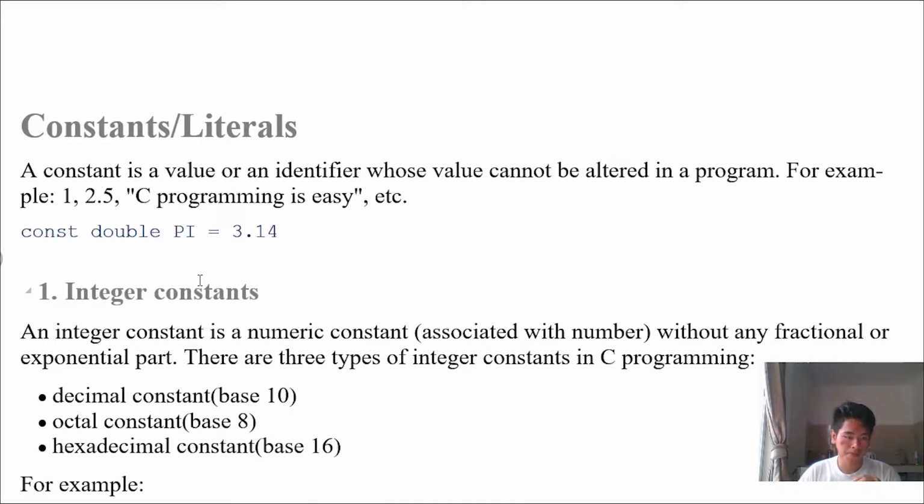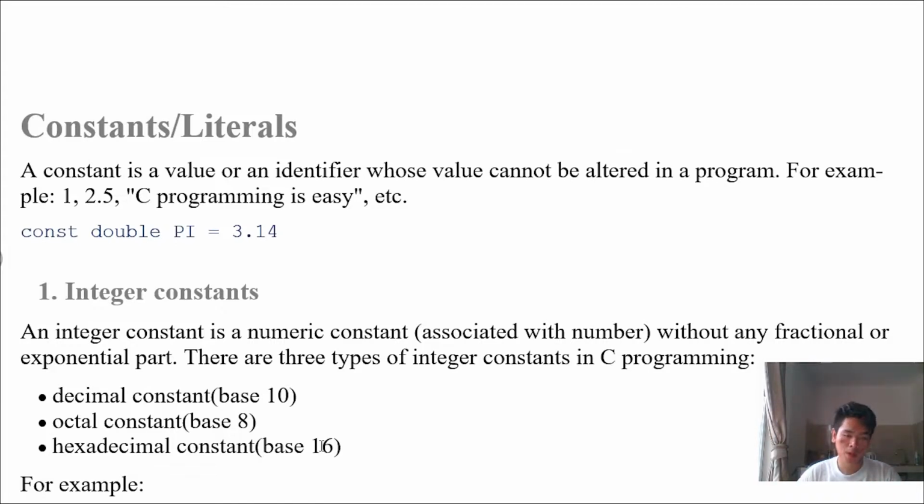And there are a few types of constants. The first one is the integer constant. As we all know, integers are any number except that they don't have a fractional part, or a full stop, in the number itself. And you can have a decimal constant, which is base 10, starting from 0 until 9, an octal constant, which starts from 0 until 7, and a hexadecimal constant, which is composed of 0 to 9, and then A until F.